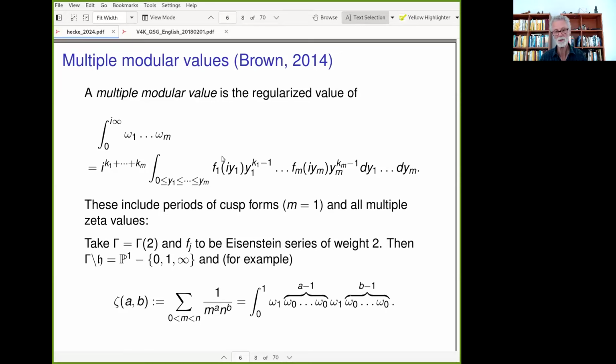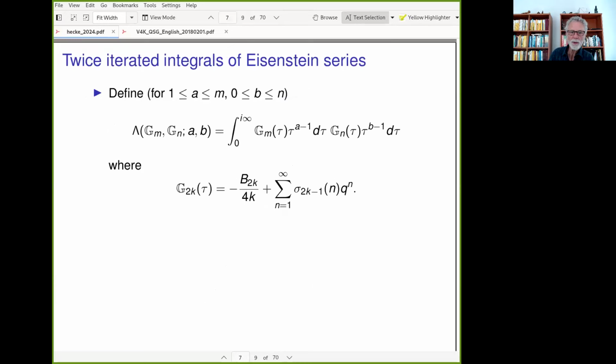And you can do that various ways, either by going to gamma 2, but you can even do it with Eisenstein series in level 1, and that's a result in the PhD thesis of Alex Saad, who was a student of Francis Brown at Oxford a number of years ago.